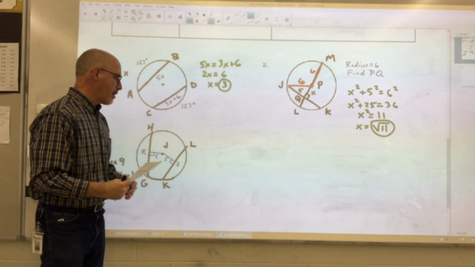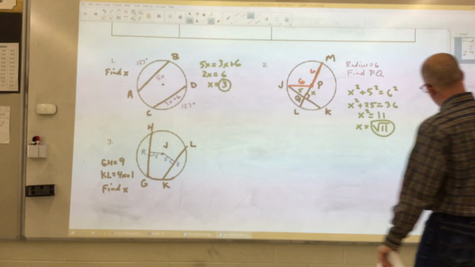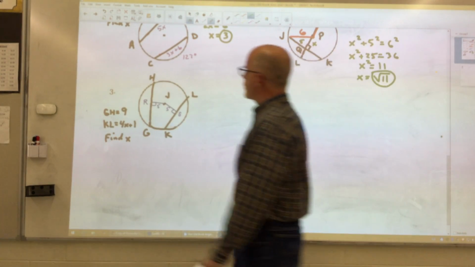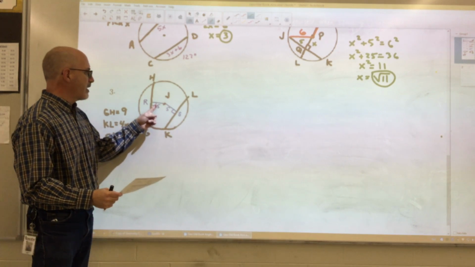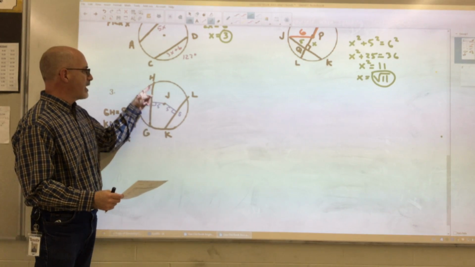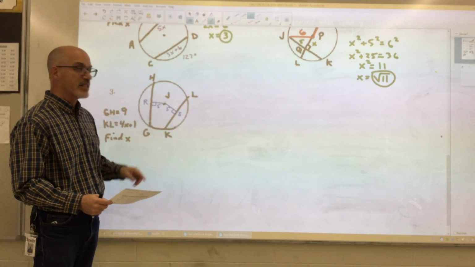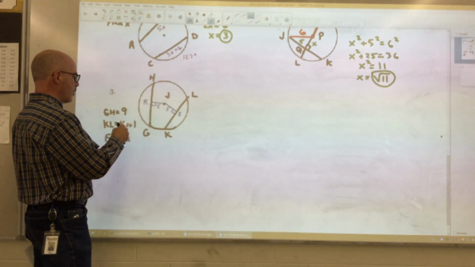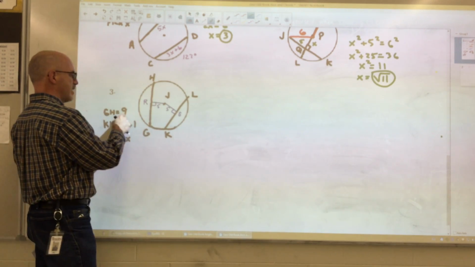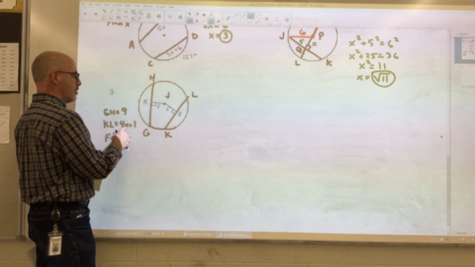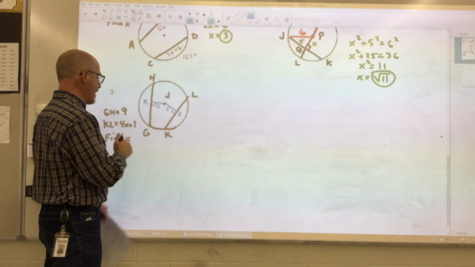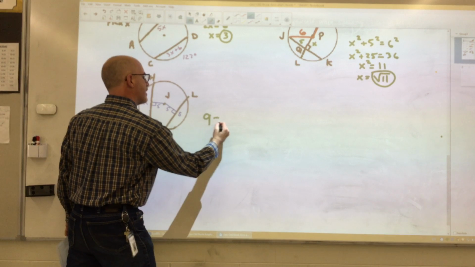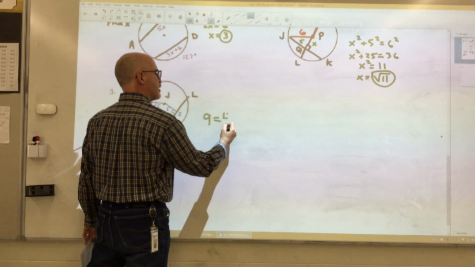Okay, and then this last problem here, scroll down just a little to see it. For this one, notice that we're given that the length between the center and these chords is the same. It's both 5 units. That means that these chords are going to be congruent to each other. So if GH is equal to 9 and KL is equal to 4x plus 1, I can now set those equal and find x. So let's put 9 equal to 4x plus 1.